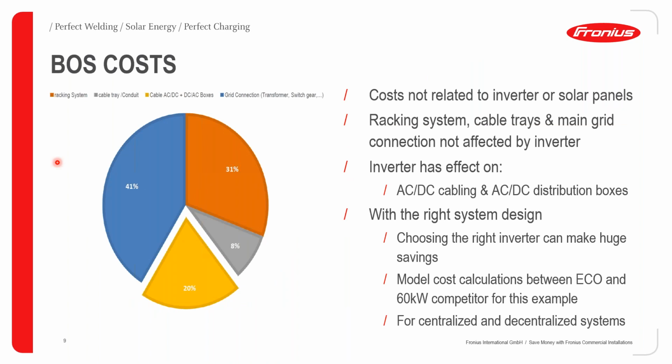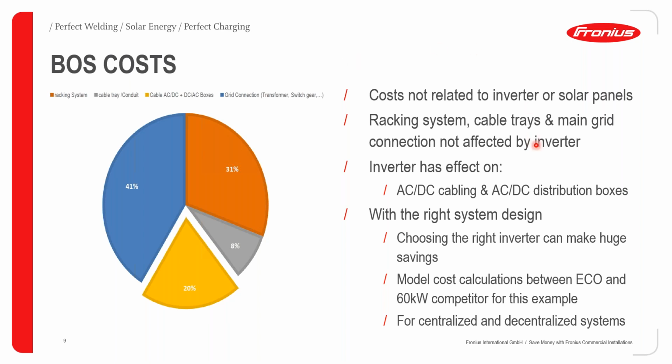So this is one of the very important factors for your installations. In terms of the balance of system costs, in most cases, these are costs that are not related to the inverter or solar panels, or the inverter and the solar panel have a very small effect on the actual costs of the balance of system components. And these are accessories such as racking systems, cable trays, main grid connections, etc. Because if you have a design where you require 200 kilowatt peak, or for a particular example 488 kilowatt peak, the racking system, the cable trays and all that will primarily remain just enough so that you're able to install the desired system size.